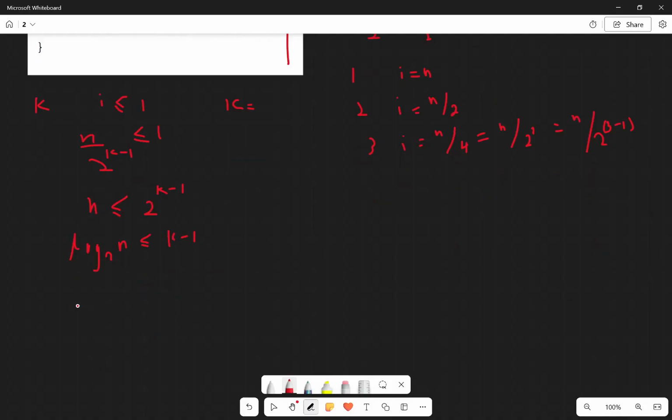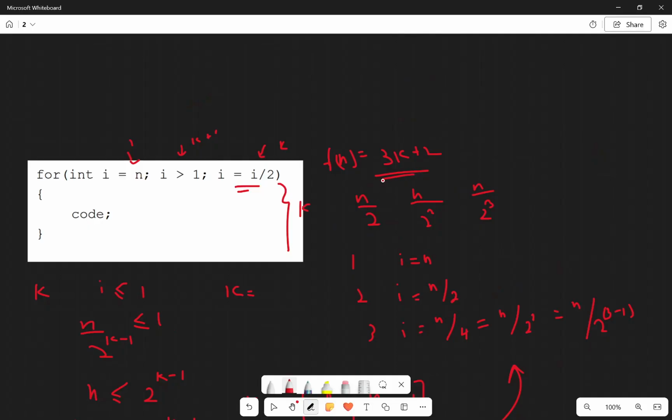So now what we have is log 2 to the power n plus 1 has to be greater than k. So k has to be greater, therefore we get the ceiling value of log 2 to the power n plus 1. And you can then substitute this into this function and get f(n).